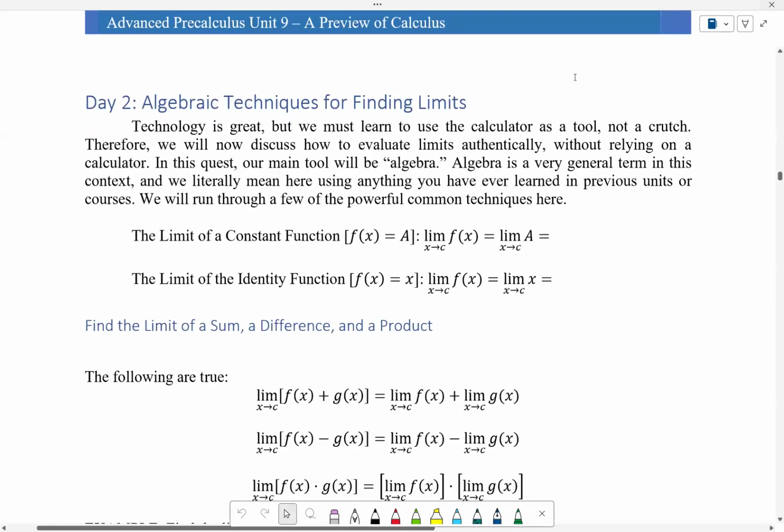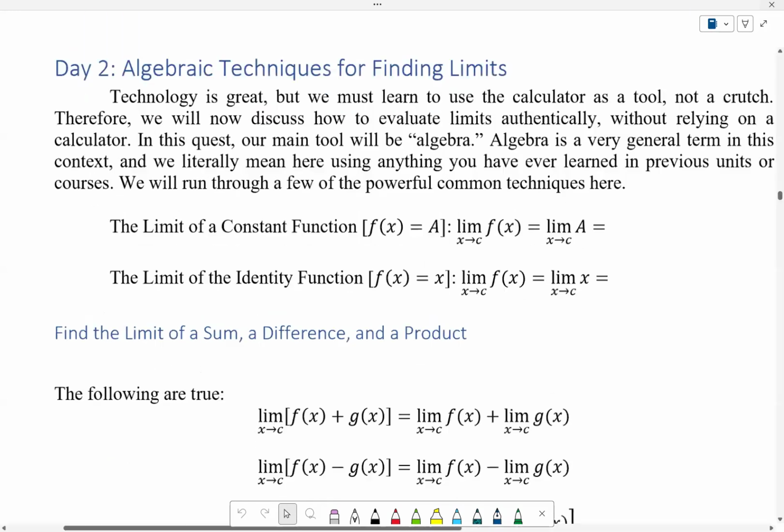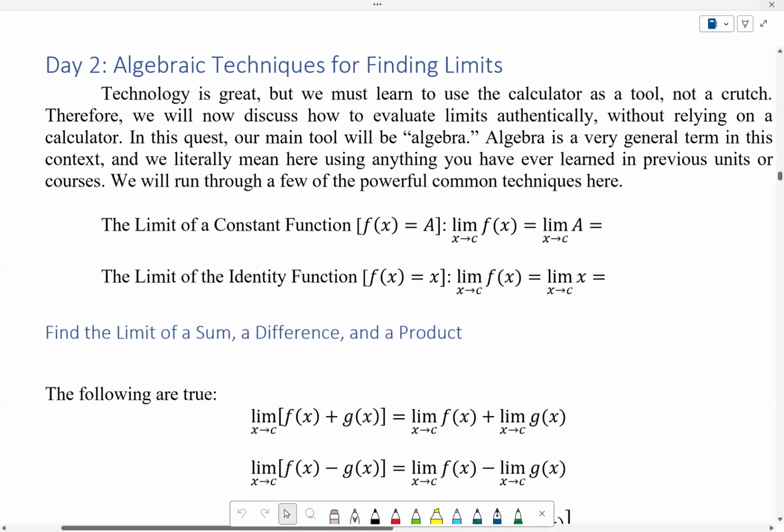Okay, this first one. So I'm going to give you a bunch of rules. Then we're going to use these rules to make new rules. And then it'll be like a rule smorgasbord that you're going to use today. None of it using technology. The first one says that the limit of a constant function, and I'm going to start here because there's a whole lot of stuff here.